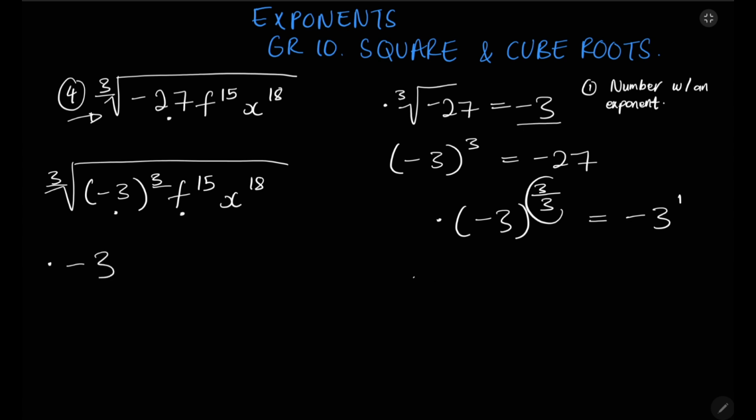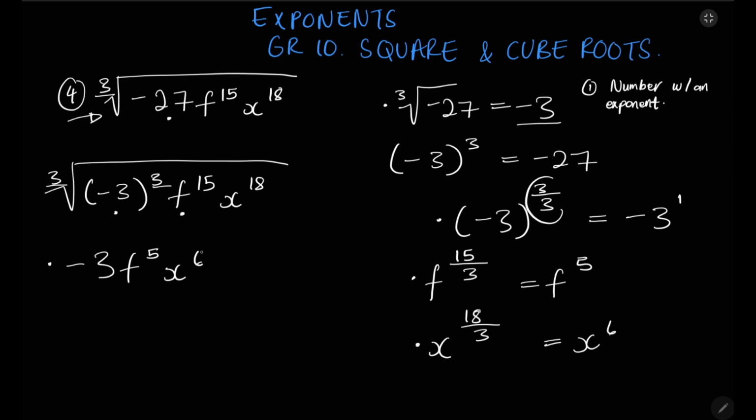Let's move to our first variable. We have f to the power 15, which is your inner. What is your outer? 3. Your answer is f. What is 15 over 3? 5. So you write your f to the power 5 here. Lastly, we have x to the power 18. What is your inner? 18. What is your outer? 3. Your answer is x. What is 18 over 3? 6. So you have x to the power 6 there. And that is how we solve square roots and cube roots and greater exponents.